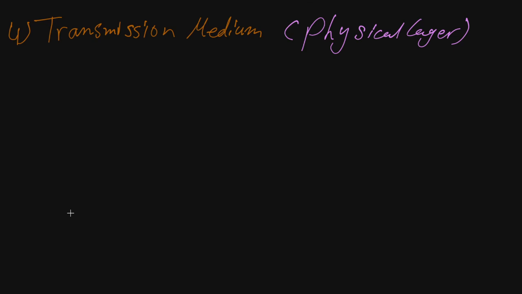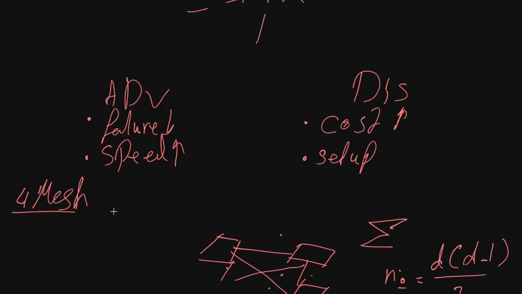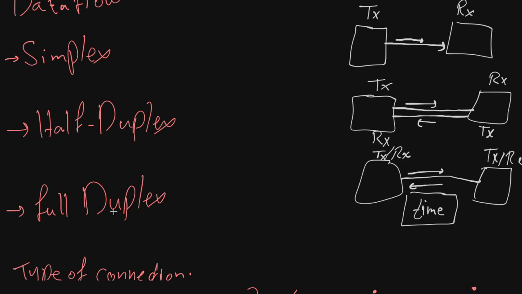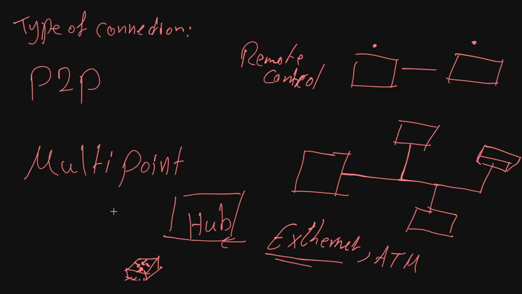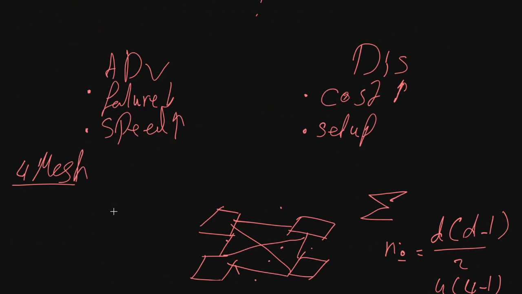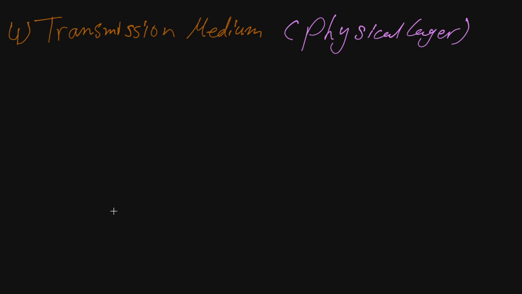In this section we were talking about the physical layer. We have spoken about many things in this physical layer, about the topologies, about the data flow, about the connection types and sizes. And in this part we're going to talk about the transmission medium.